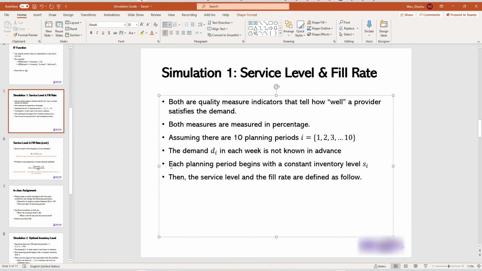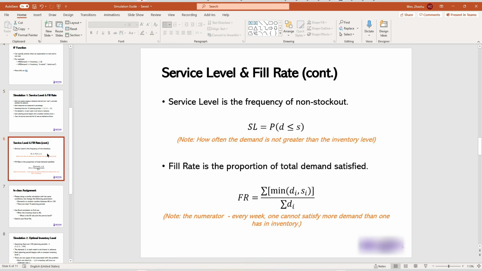And each planning period begins with a constant inventory level S1. Meaning S1, S2, S3, S4, S5, all the way to S10 are the same numbers because we're beginning with a constant inventory level S1. Okay, and then the service level and the fill rate are defined as follows.